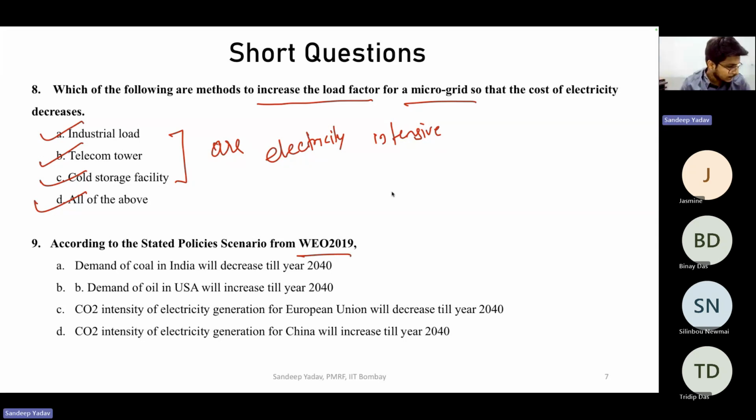So it's a question from the slide. If you have gone through the slides, you could have answered this. The answer is: the CO2 intensity of electricity generation for the European Union will decrease till the year 2040. You can visit the slides on the WEO to get more insights, because you have to consider the graph, where it is going and where it is not.